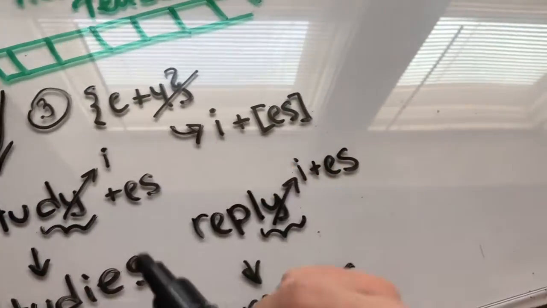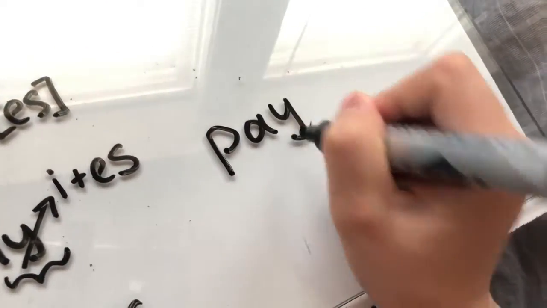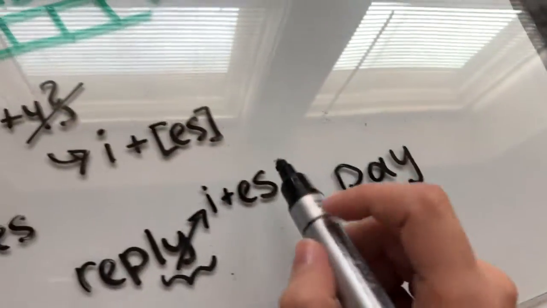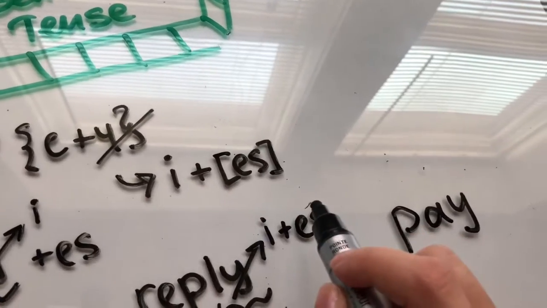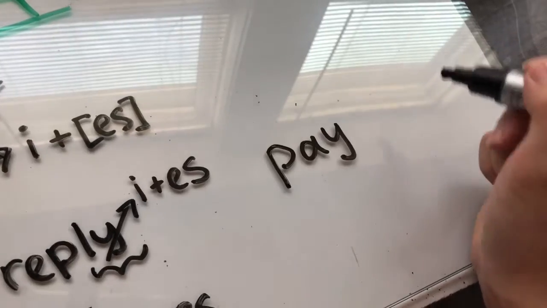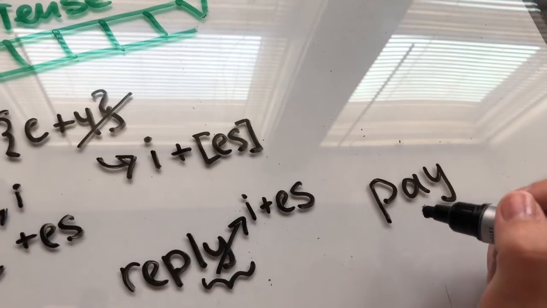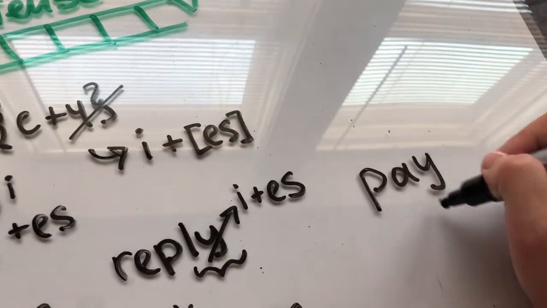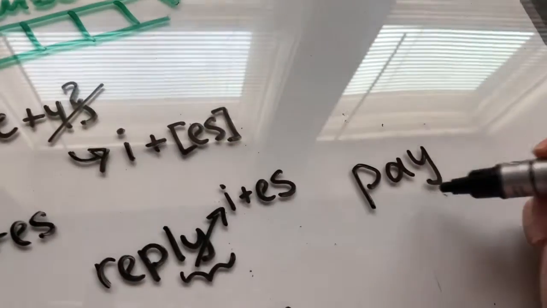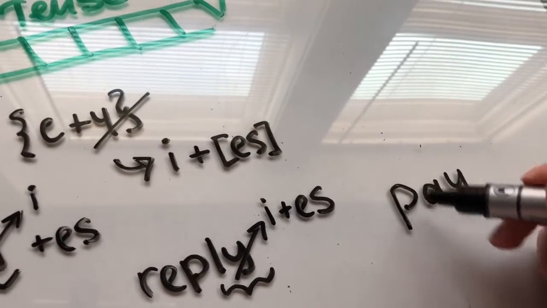Here is a tricky question for you. What about pay? Does pay follow this rule? Should I replace y with an I and then add es? No. Why? Well, it is true that we have y, just like here. But before y comes a vowel, not a consonant.